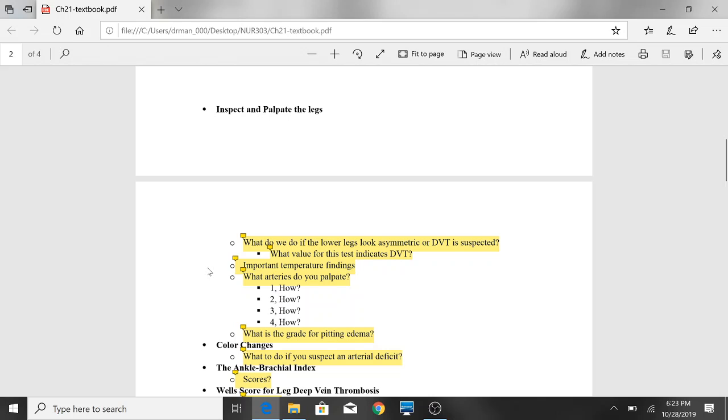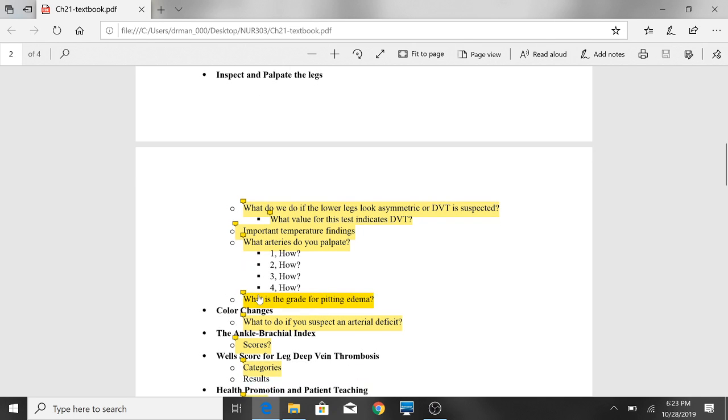We have femoral, popliteal, dorsalis pedis, and tibial. Femoral, pretty easy. It's kind of in the groin area. Popliteal, it's going to be behind the kneecap. It's right behind it. Dorsalis pedis, going to be on the top of the foot. Probably the easiest one to find. And the tibial is going to be on the inside of the foot, so the side, kind of in the middle. Real easy.